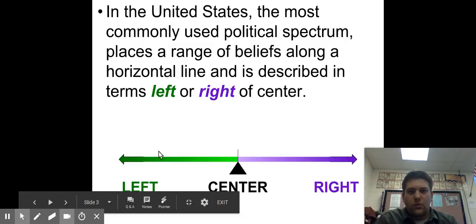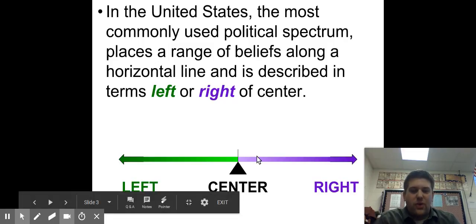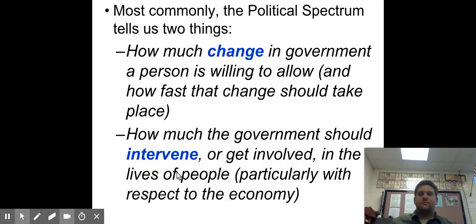In the United States, we mostly use this one axis political spectrum that places a range of beliefs along a horizontal line and is described in terms of left, to the left of the center, and right of the center. So most commonly, the political spectrum tells us two things, right? If we look at where somebody's placed on a political spectrum, we can't tell everything about their political ideology, but we can gain a pretty good understanding of their view on two major things that will impact their decisions on other things.